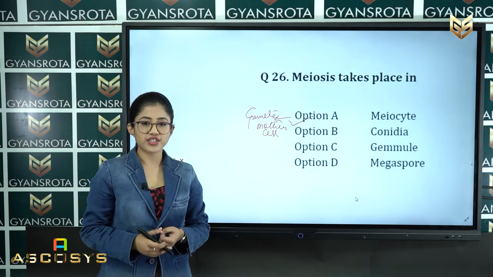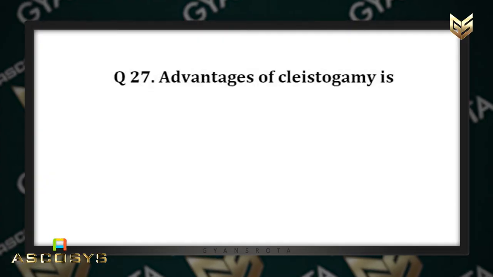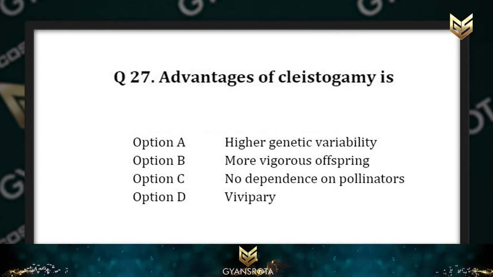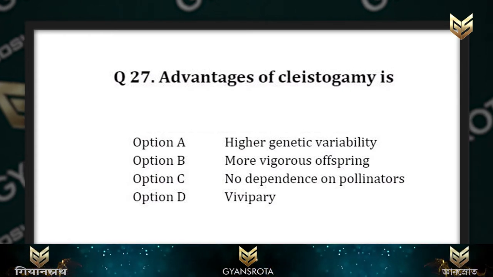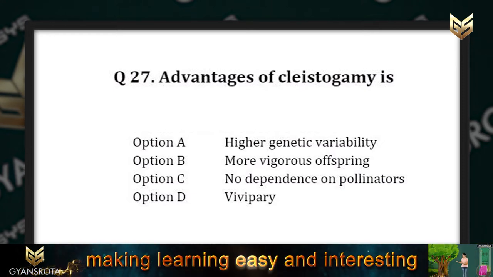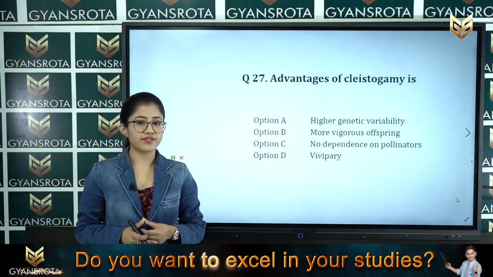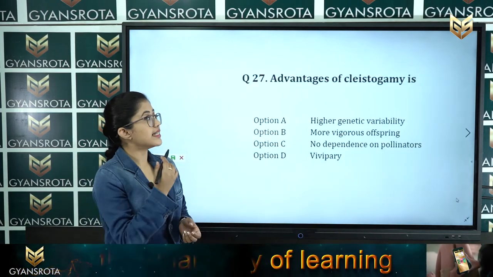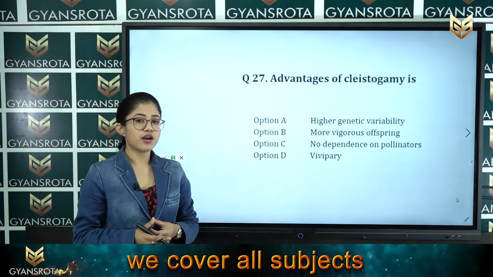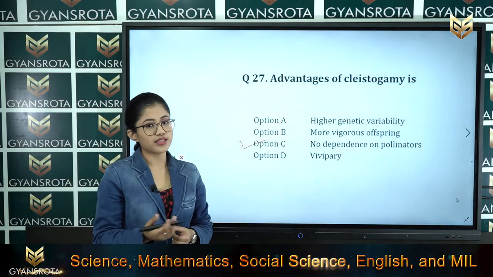Now let's see the next question, that is question number 27. The advantage of cleistogamy is: option A, higher genetic variability. Option B, more vigorous offspring. Option C, no dependence on pollinators. Option D, vivipary. This is from the chapter Sexual Reproduction in Flowering Plants. So what is the advantage of cleistogamy? That is, they do not have any dependence on pollinators. So option C is the correct answer for this question.